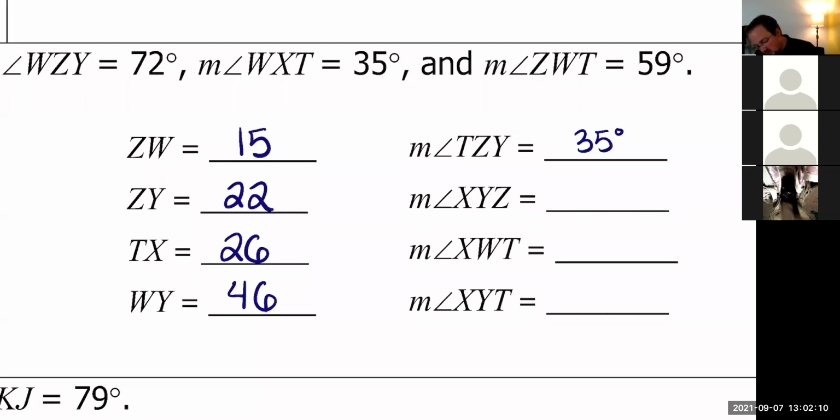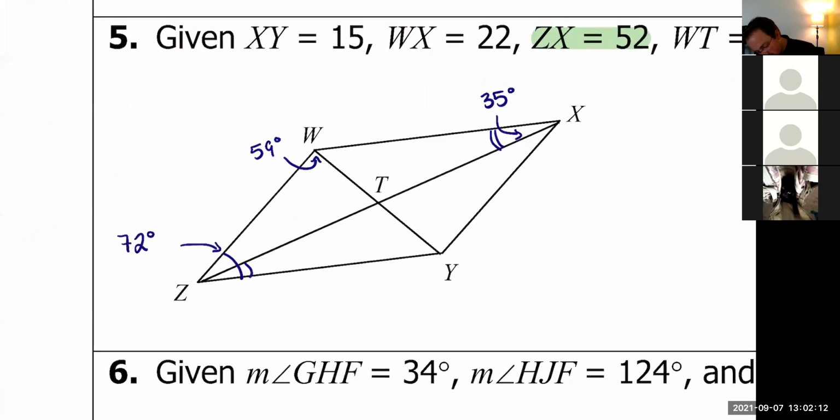Next up, we're looking at XYZ. So XYZ is this entire angle over here. Well, I'm in luck because technically I'm looking at corner Y. I know its consecutive angle here at corner Z is 72. Consecutive angles are always supplementary. So I take 180 minus 72, which I believe equals 108.